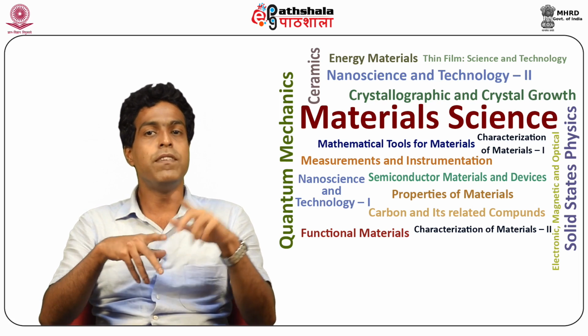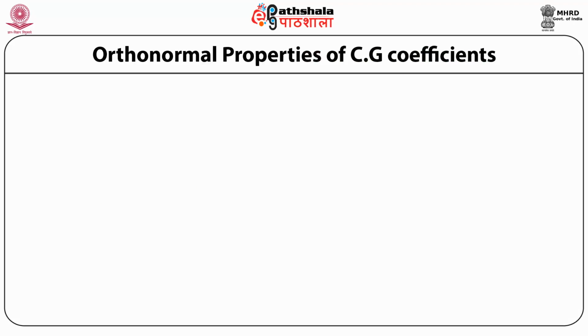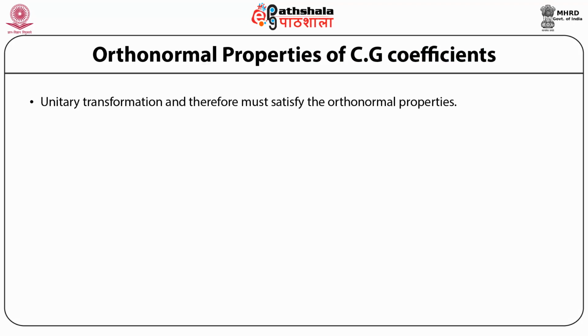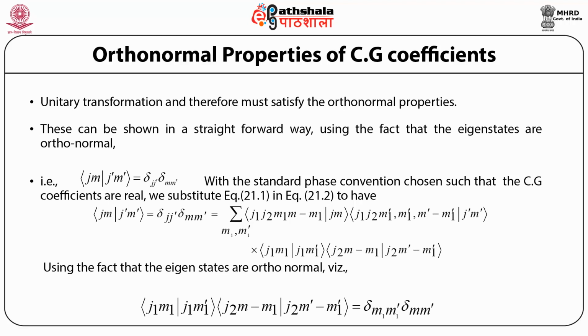As stated in the preceding module, the CG coefficients are elements of a unitary transformation and therefore must satisfy the orthonormal properties. These can be shown in a straightforward way using the fact that the eigenstates are orthonormal, that is, ⟨j m|j' m'⟩ equals delta jj' delta mm', with the standard phase convention chosen such that the CG coefficients are real.